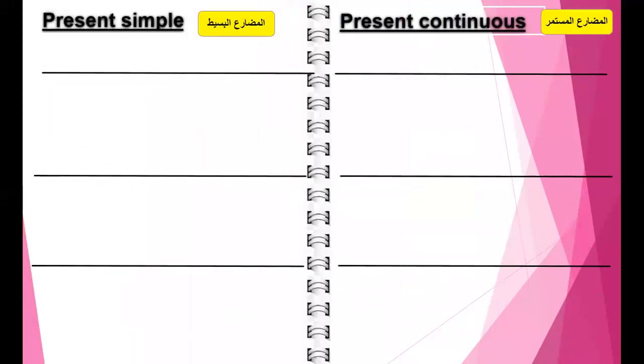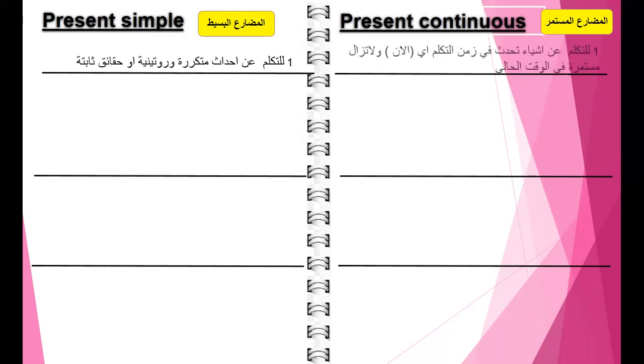هذه كان عندي تمرين. Now we should study the difference between the present simple tense زمن المضارع البسيط and the present continuous tense اللي هو زمن المضارع المستمر. So what is the difference between them? First, we use the present simple to talk about daily routines or repeated things or facts. نستخدمه للتكلم عن أحداث متكررة روتينية أو عن حقائق ثابتة. While the present continuous we use to talk about things happening at the moment of speaking, أي الآن ولا تزال مستمرة في الوقت الحالي.